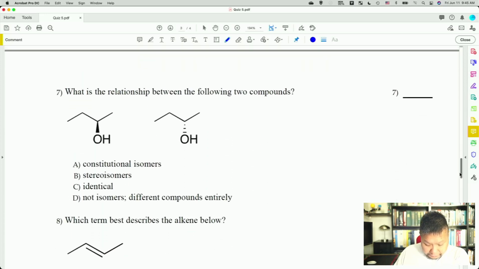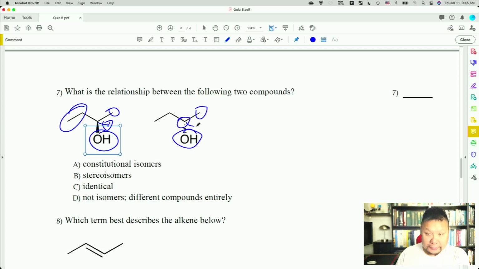Next, what is the relationship between the two following compounds? Now, these are definitely not symmetrical because these are 4 different substituents right here, and then you have a proton right there. So already you know that this is a chiral center. If there's a chiral center there, what is it? It's definitely not a constitutional isomer. Definitely not identical. It is a stereoisomer. So the answer there is B.